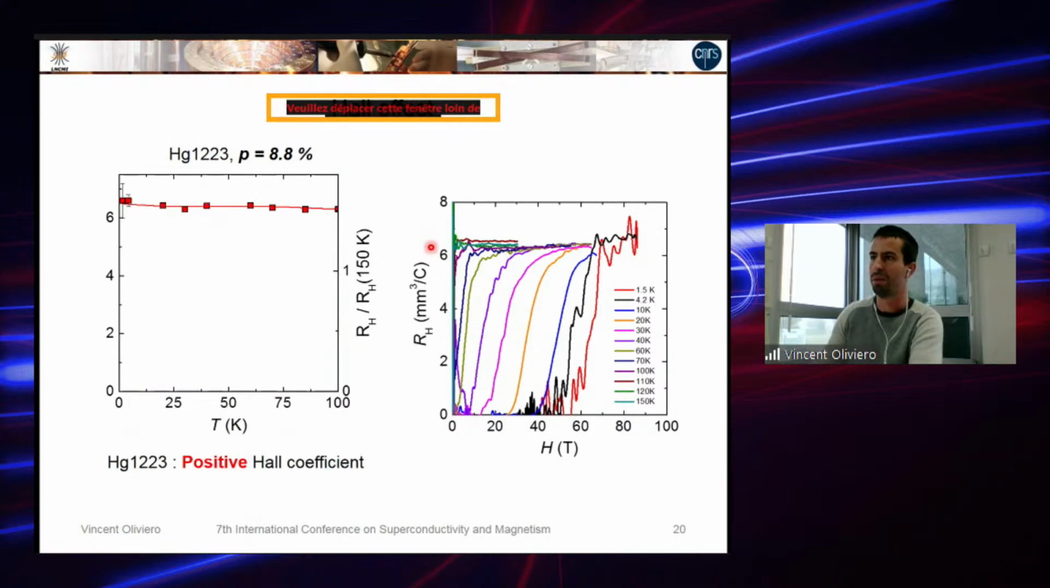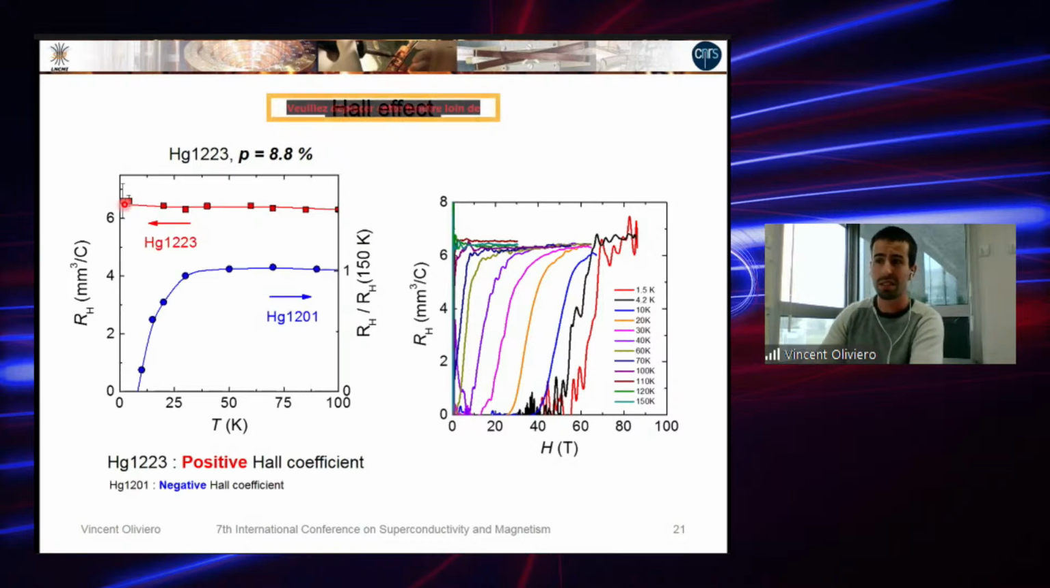And from the value of the Hall coefficient in the normal state, we can plot its evolution as a function of temperature. We show here that it remains positive even at 4.2K, which strongly contrasts with the case of Mercury 1 plane, where the Hall coefficient just dropped due to the charge order and became negative.